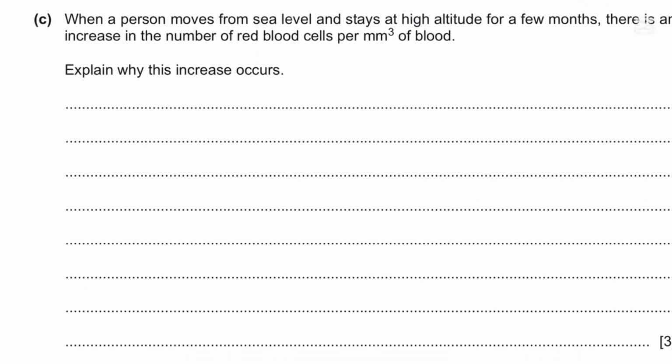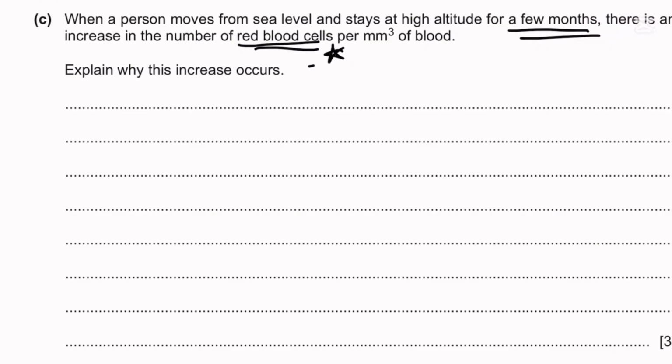When a person moves from sea level and stays at high altitude for a few months, there is an increase in the number of red blood cells. And I need you to memorize this, because sometimes they ask questions like, if someone moves to high altitude, what happens to their red blood cell count? You have to know that it will increase, and this is an adaptation of the body, really. And if you think about it, it's very clear and very logical.